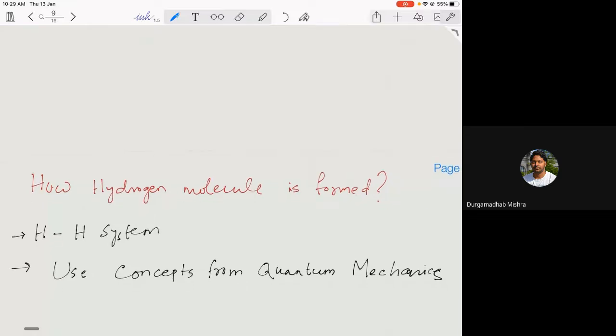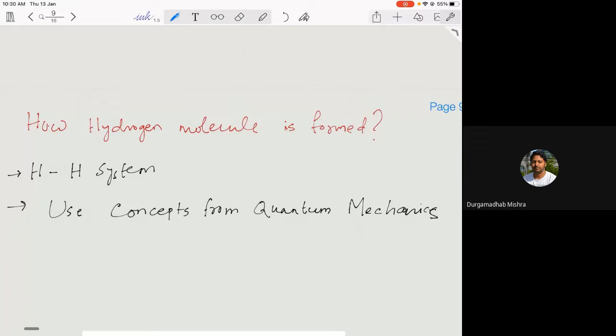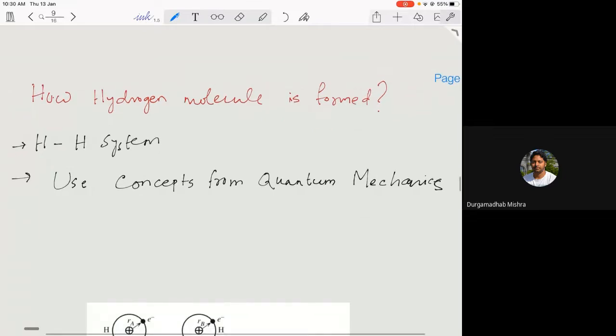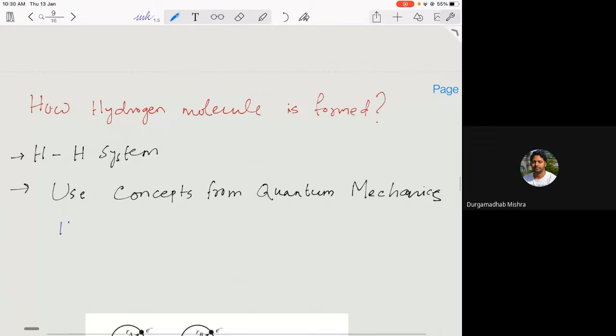So a hydrogen molecule is nothing but two atoms of hydrogen, H and H, put together, so you make the hydrogen molecule. And we will use the concepts from quantum mechanics to see how this hydrogen molecule forms. So hydrogen is 1s1, right? So 1 electron. It has a 1s orbital, which is known as a symmetric orbital.